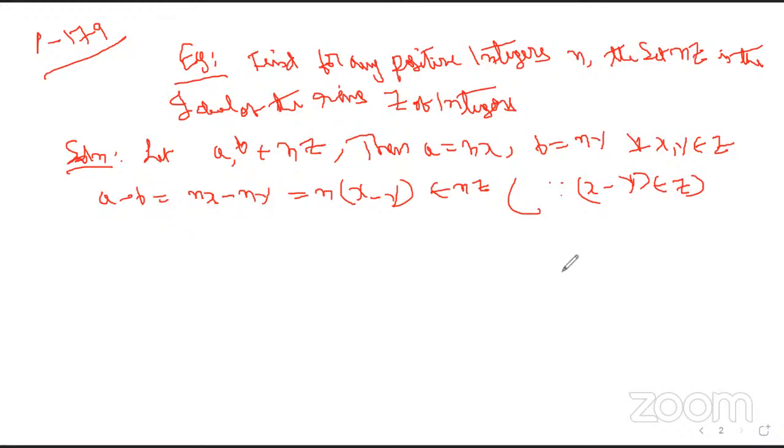So x minus y belongs to Z. Okay. Now the second bit.